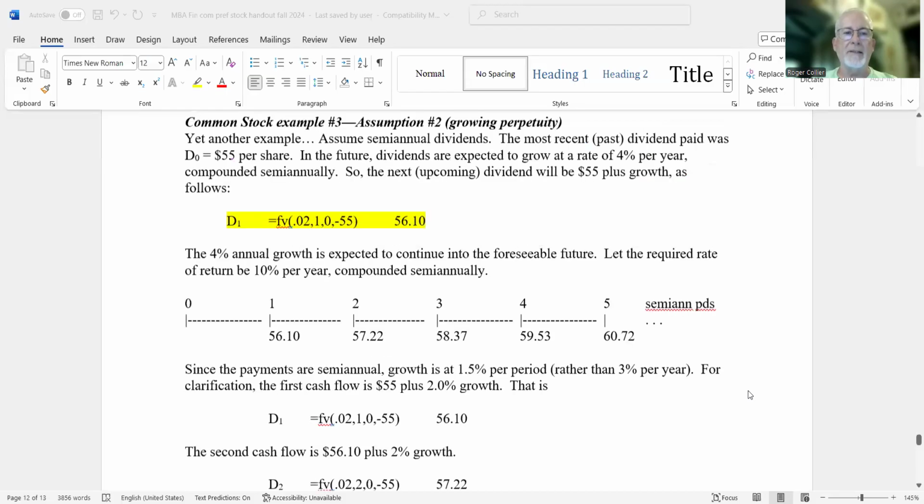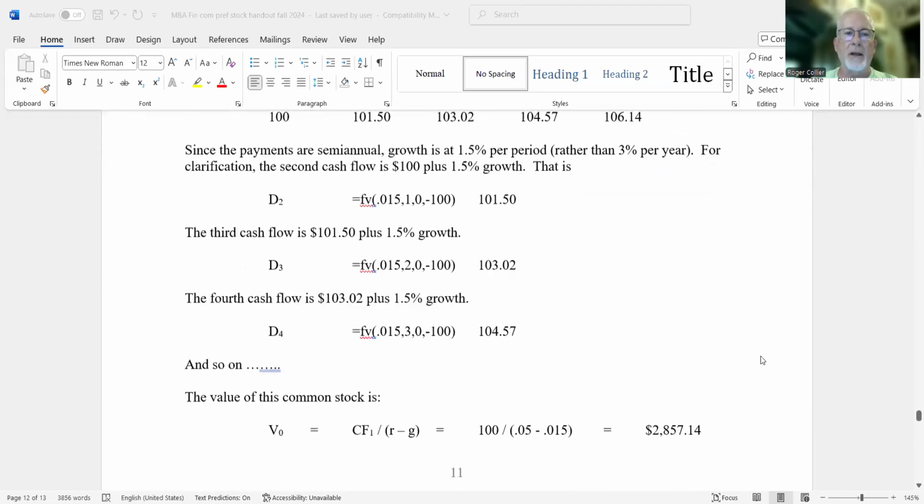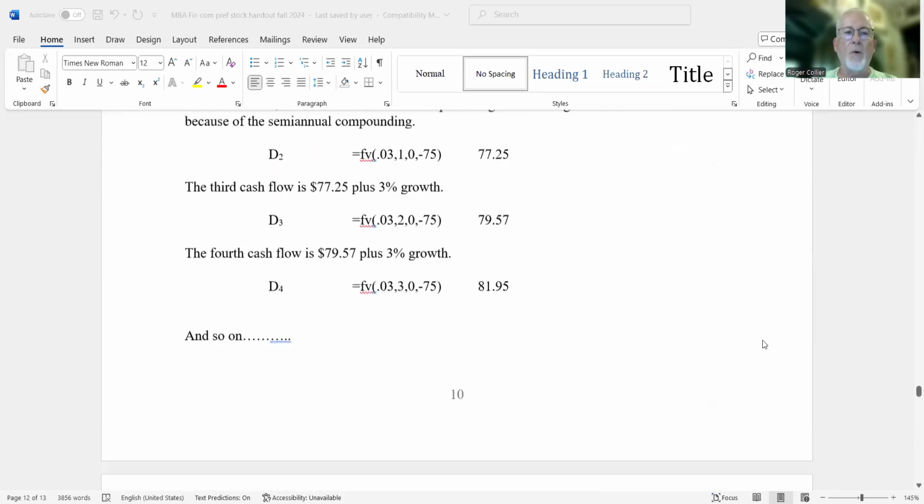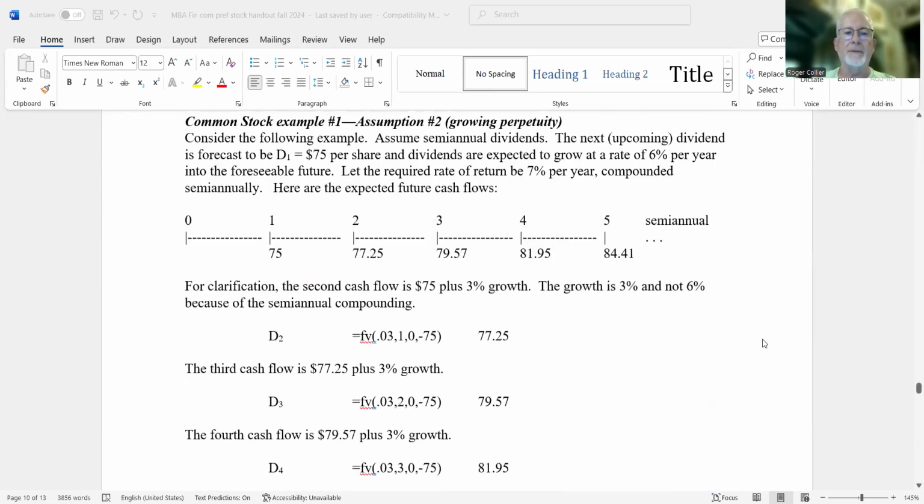Okay. One thing I want to point out, a couple things actually I want to point out before we go. Right. The first one is this formula for the growing perpetuity. Right.